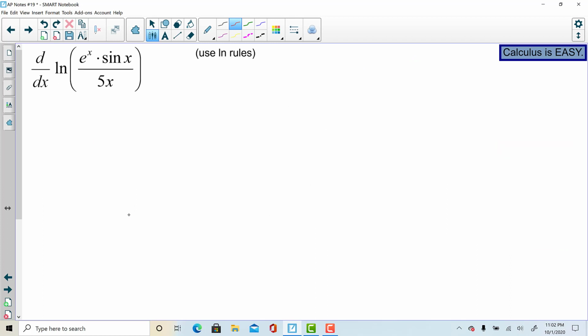Okay, here's an example again. We're going to have to use the log rules. We're going to separate this. Okay, I'm going to write this as 3 logs. Anything on top gets a plus in front of the log. Anything on the bottom gets a minus in front of the log.